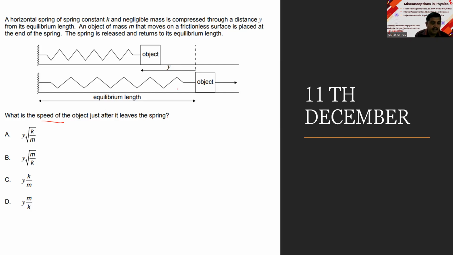There was some potential energy stored in the spring. What is that potential energy? Elastic potential energy. This was stored in the spring. This spring energy was given to the object, and hence the object started moving.